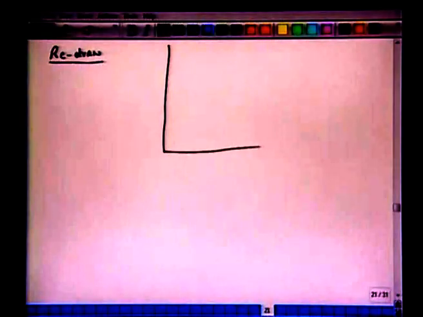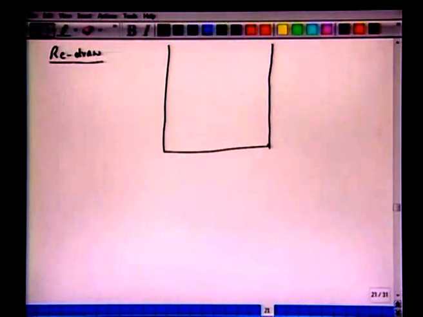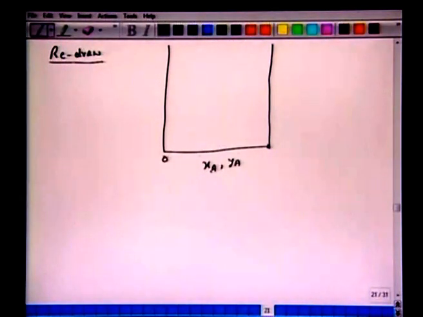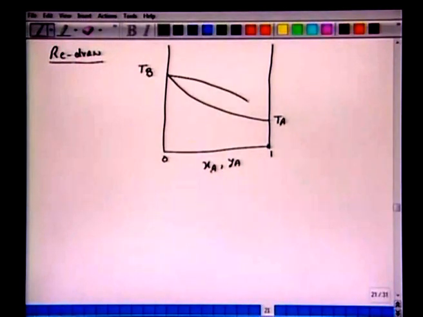So let us redraw this TXY diagram. We are plotting XA and YA, 0 to 1. We have TB, we have TA. This is the bubble point curve, and this is the dew point curve.